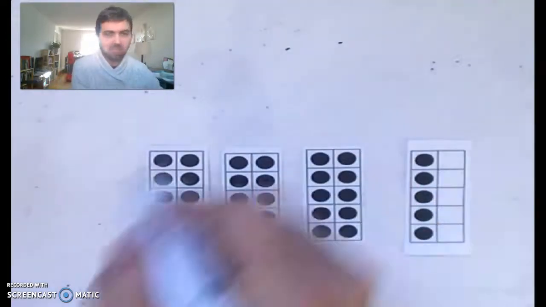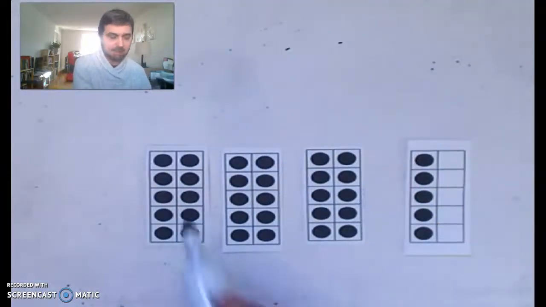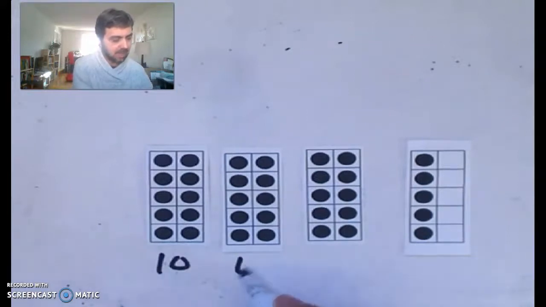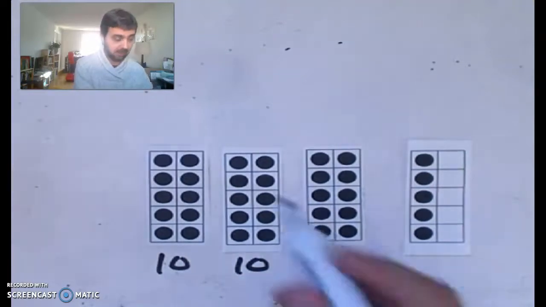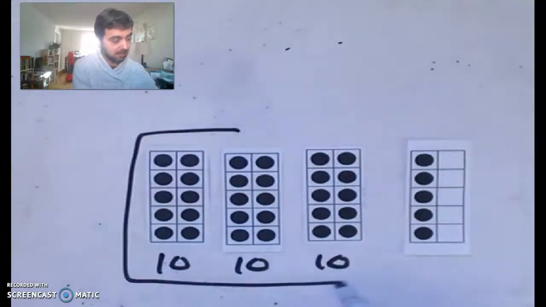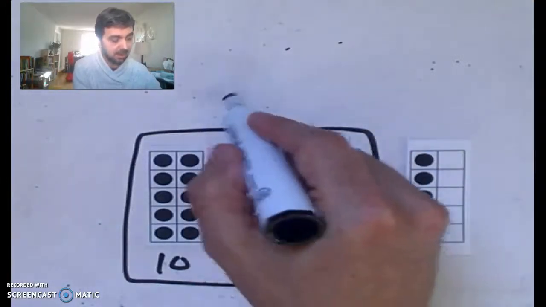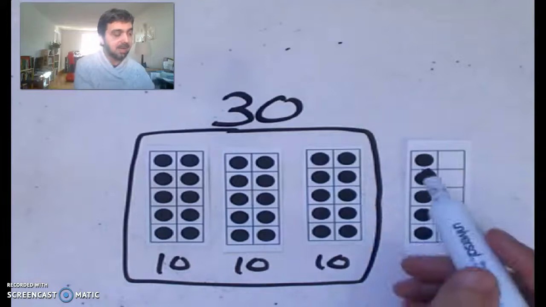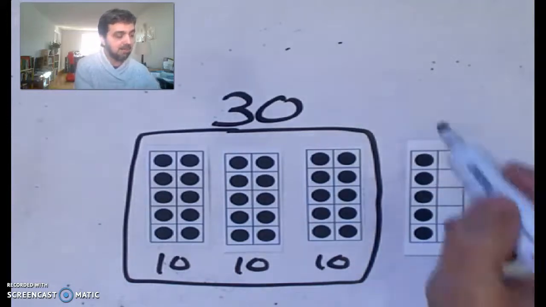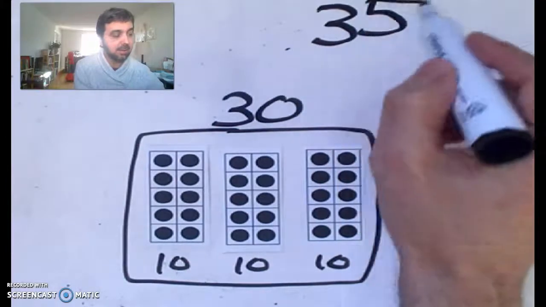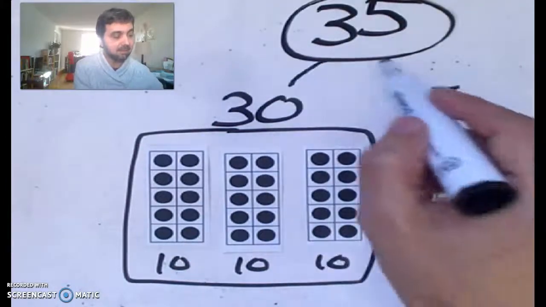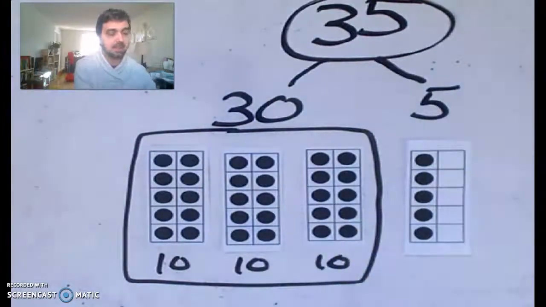Let's find out. We have 10 here, okay? We have 10 more, and we have 10 more. So 10 plus 10 plus 10. That's 10, 20, 30. Okay, so all of this makes 30. And then we have our 1, 2, 3, 4, 5 more. So we ended up with 35. Here's 30 and here's 5.